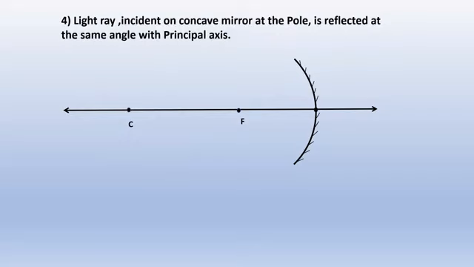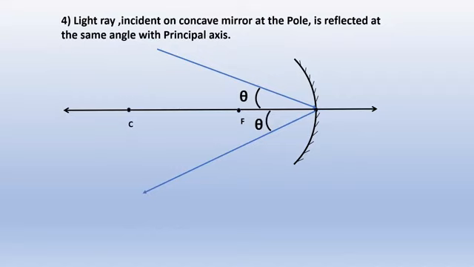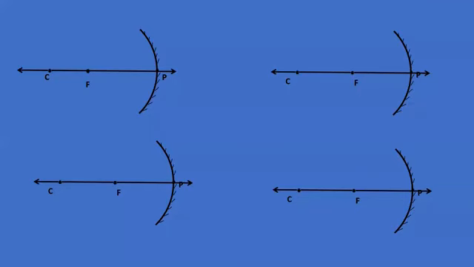The fourth rule, when light ray is incident on the pole, it gets reflected in such a way that the angle between the principal axis and the incident ray will be equal to the angle between reflected ray and the principal axis. Here principal axis is the normal at pole, and hence the angle of incidence is equal to angle of reflection. So let us revise all the four cases.